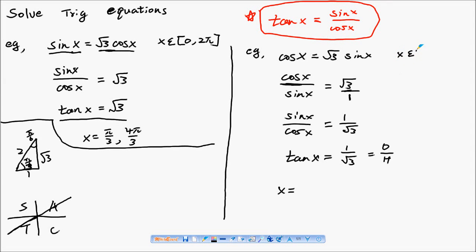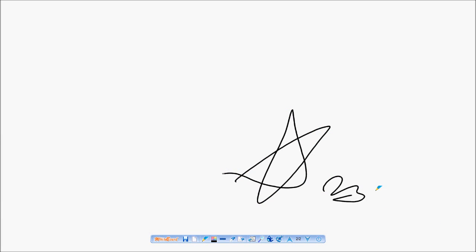Assume it's only from 0 to 2 pi. The x value is going to be pi on 6 and 7 pi on 6. Okay, now let me show you how to do this kind of question.